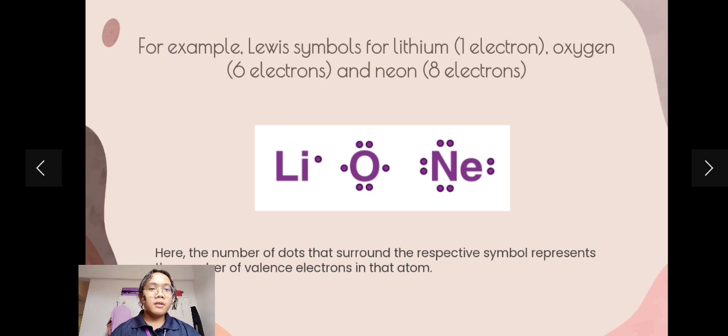For example, the Lewis symbol for lithium that only has 1 electron, oxygen 6 electrons, and neon 8 electrons. As you can see in the diagram, the number of dots that surround the respective symbol represents the number of valence electrons in that atom. So you can see that lithium has only 1 electron, oxygen has 6, and neon has 8 electrons. So that is the Lewis theory of chemical bonding.